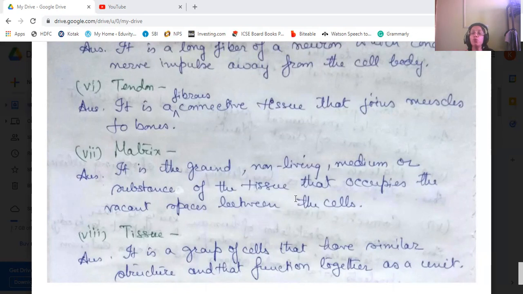Now, what is a tissue? A tissue is a group of cells that have similar structure and function together as one unit. Okay, I'll stop here.